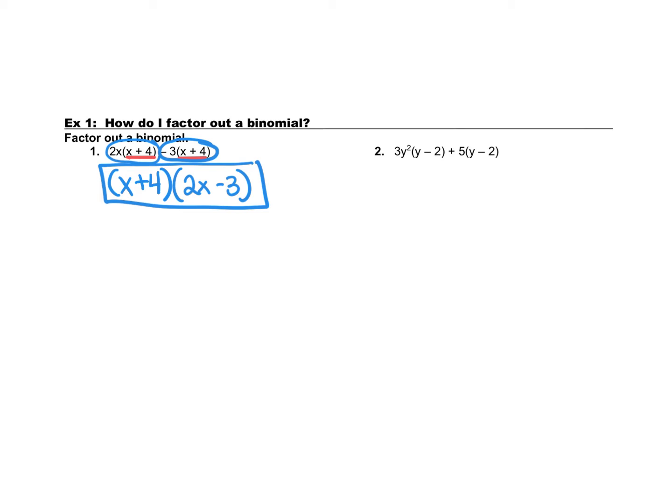All right, let's take a look at the next one. I have 3y squared times (y - 2) plus 5 times (y - 2). So let's take a look at which of these binomials I have in common, and it's the y - 2. So we're going to factor that out, and I'm going to have a y - 2. And now, looking here, what did I multiply that y - 2 by? Well, I had a 3y squared. And then what did I multiply this one by? It was a positive 5, so I'm going to have plus 5.